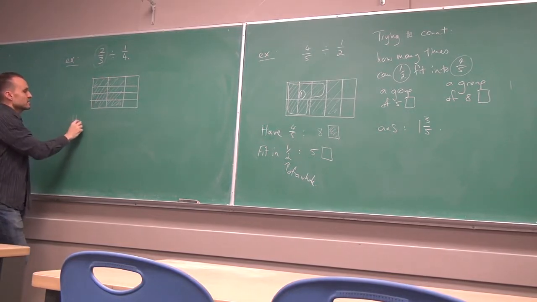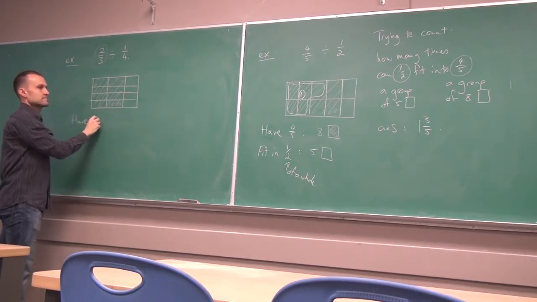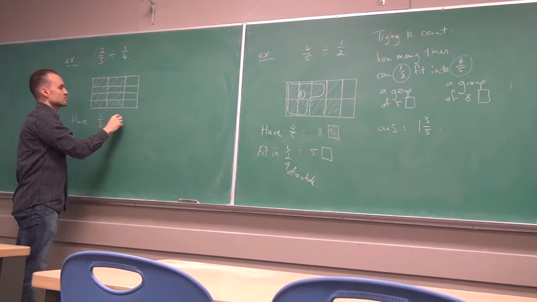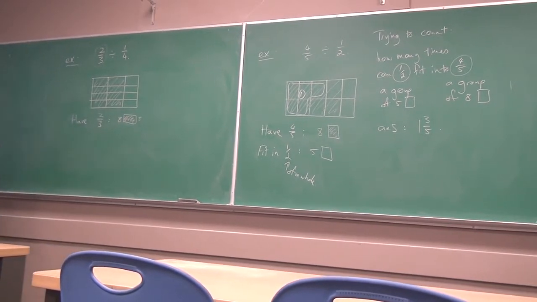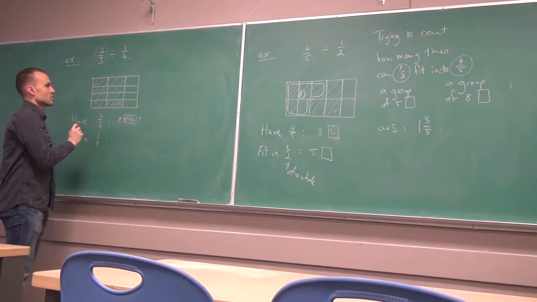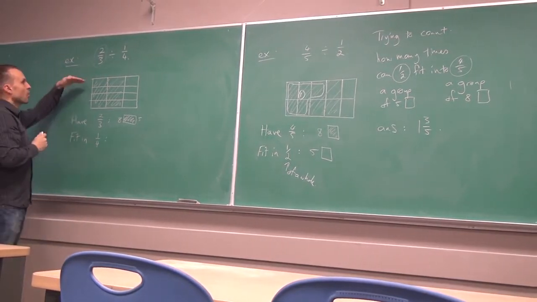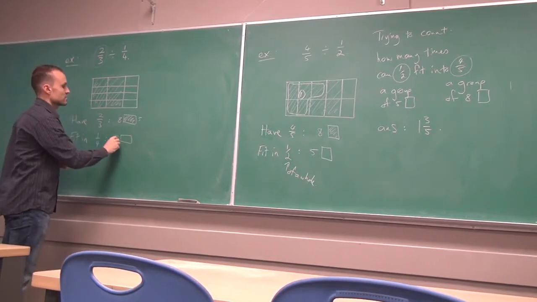So what do I have? My shaded area, I have 1, 2, 3, 4, 5, 6, 7, 8. So I have 2/3, which graphically corresponds to 8 of these little sideways rectangles. I want to fit in 1/4, which is how many little rectangles? It's 1/4 of a whole, so it's 1 of the 4 rows, so it consists of 3 little rectangles.